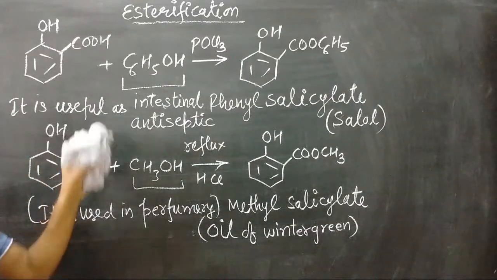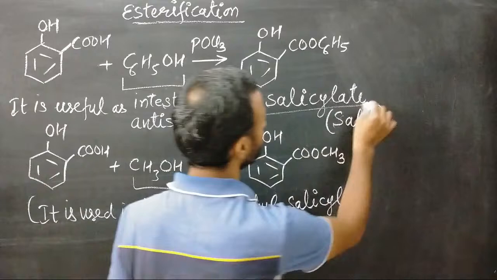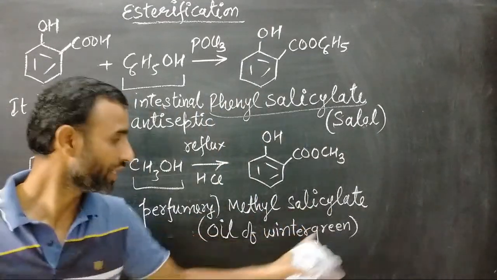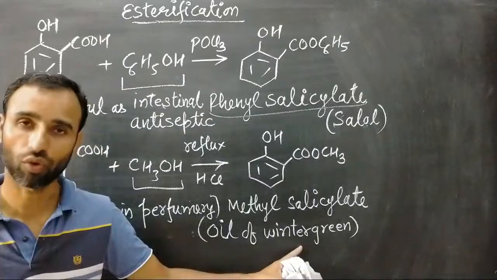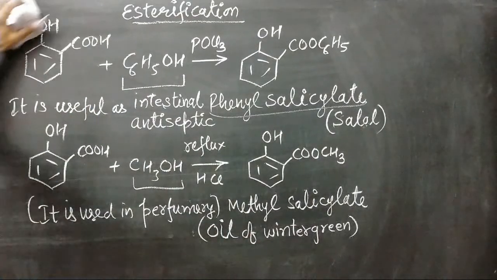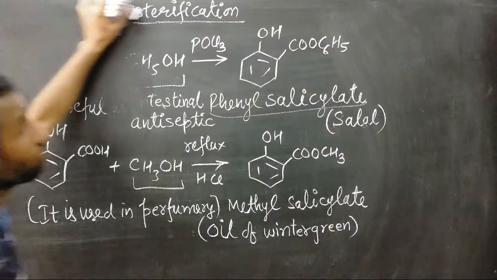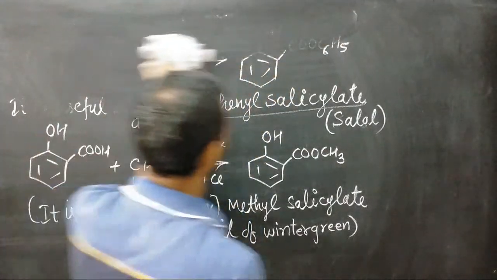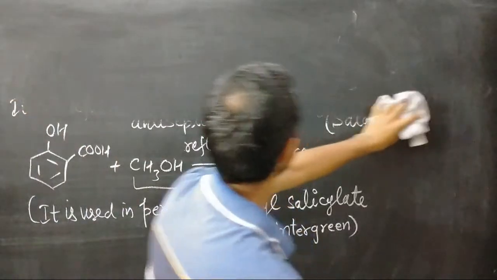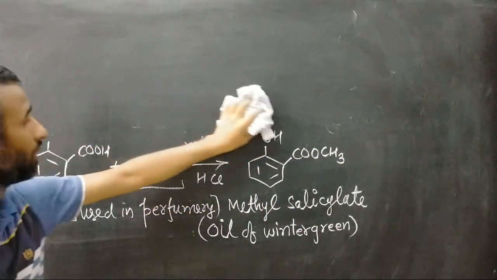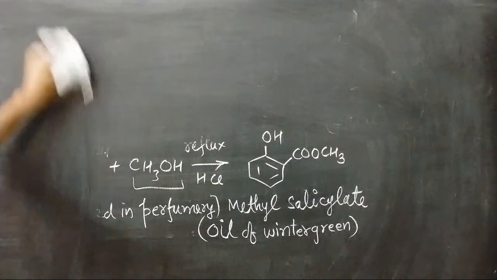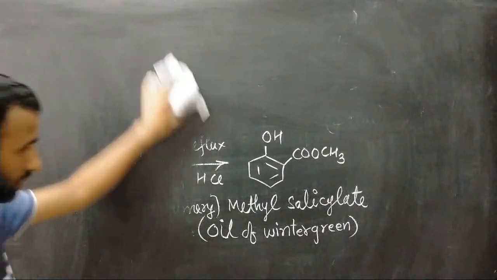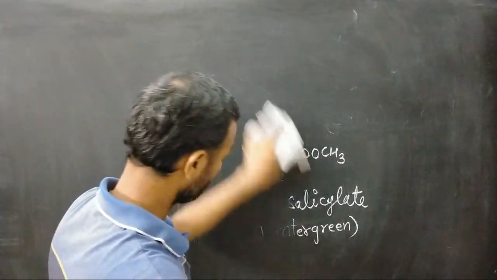Okay, so phenyl salicylate is Salol. Methyl salicylate is the major constituent of oil of wintergreen, and the third one is 2-acetoxybenzoic acid, and that is aspirin. So salicylic acid is the primary substrate to prepare all of these: aspirin, Salol, and methyl salicylate. Okay, right?